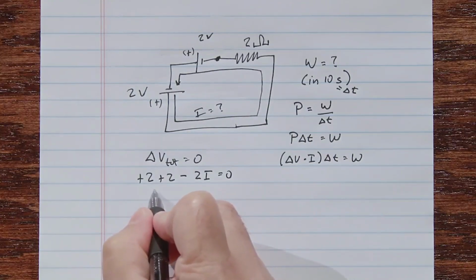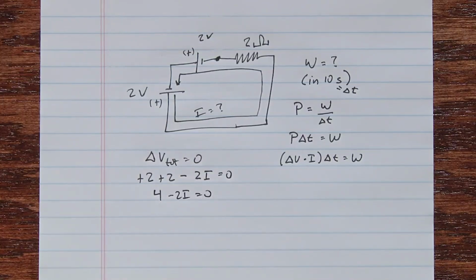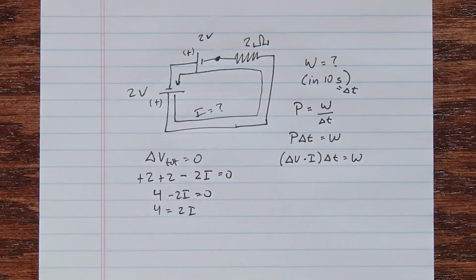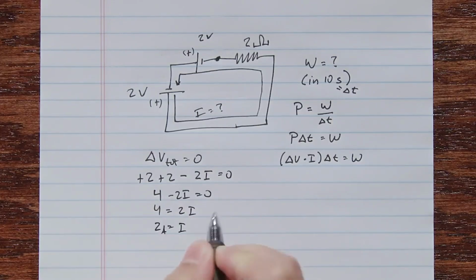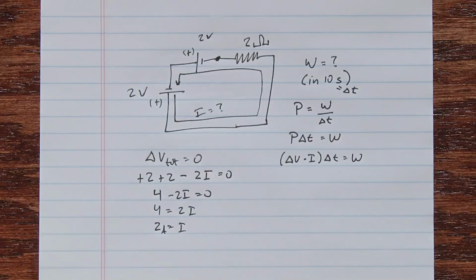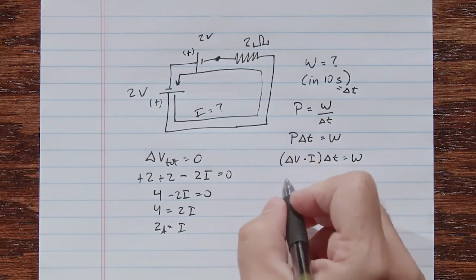So that says that 4 minus 2I is equal to 0. Or 4 is equal to 2I, where I've added 2I to both sides. Or 2 amperes is equal to I. So the current is 2 amperes. So the power delivered by each battery, and I'll do each battery separately. Each battery is 2 volts.